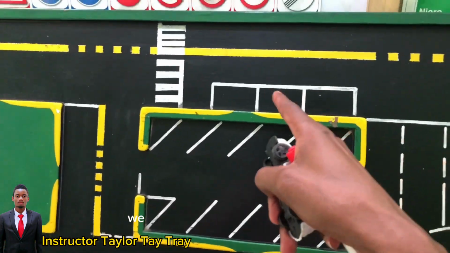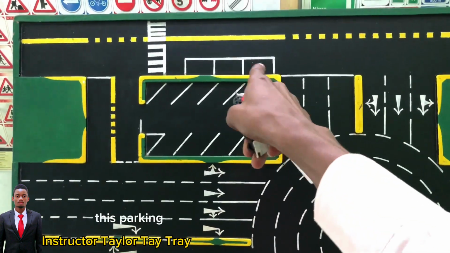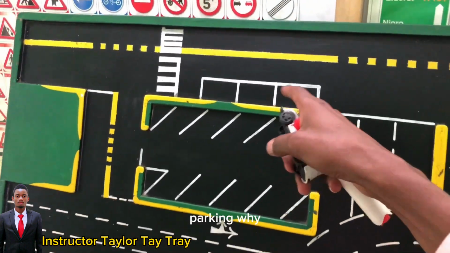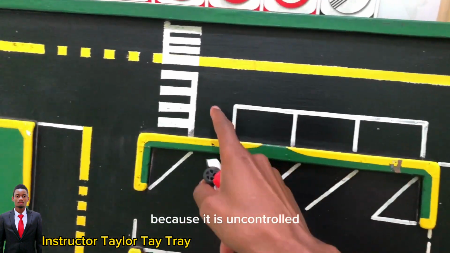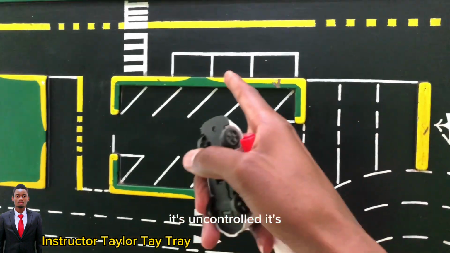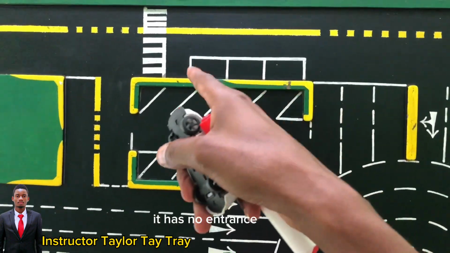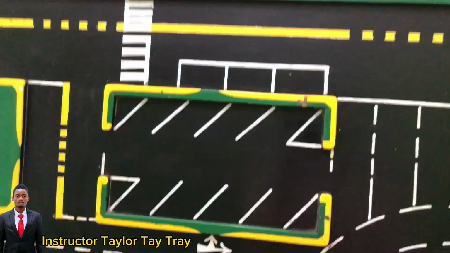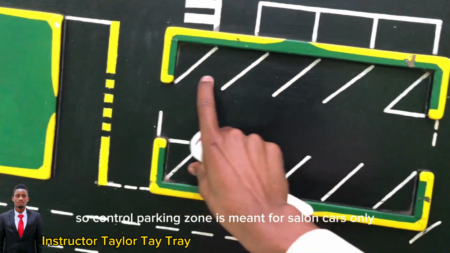Yes. The next parking zone we have is the flash parking zone. This parking zone you cannot park for a long time. This parking zone is only meant for short time parking. Why? Because it is uncontrolled. Again, it's uncontrolled. It has no entrance or exit. You park at your own risk for a very short time. So controlled parking zone is meant for saloon cars only.